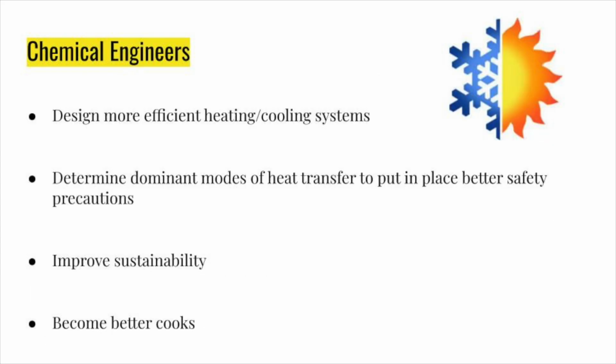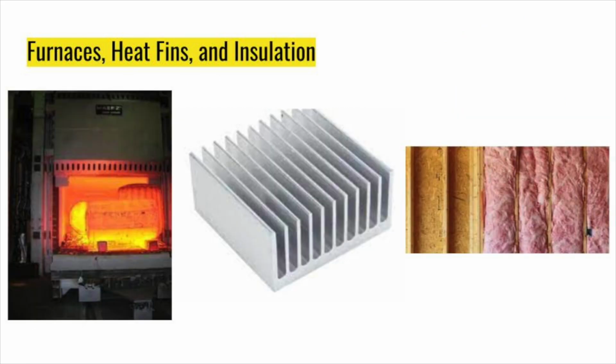Chemical engineers have to think about heat transfer all the time. They use their knowledge to design better heating and cooling systems, design safety precautions, improve sustainability, and of course, become better cooks. Conduction, convection, and radiation, in general, have their proper applications for everyday engineering. For example, furnaces employ radiation as its main form of heat transfer to melt or heat up materials in factories and plants. They can design cooling fins, which utilize increased surface area and convection to cool down objects. And insulation utilizes conduction to keep our houses warm during the wintertime.